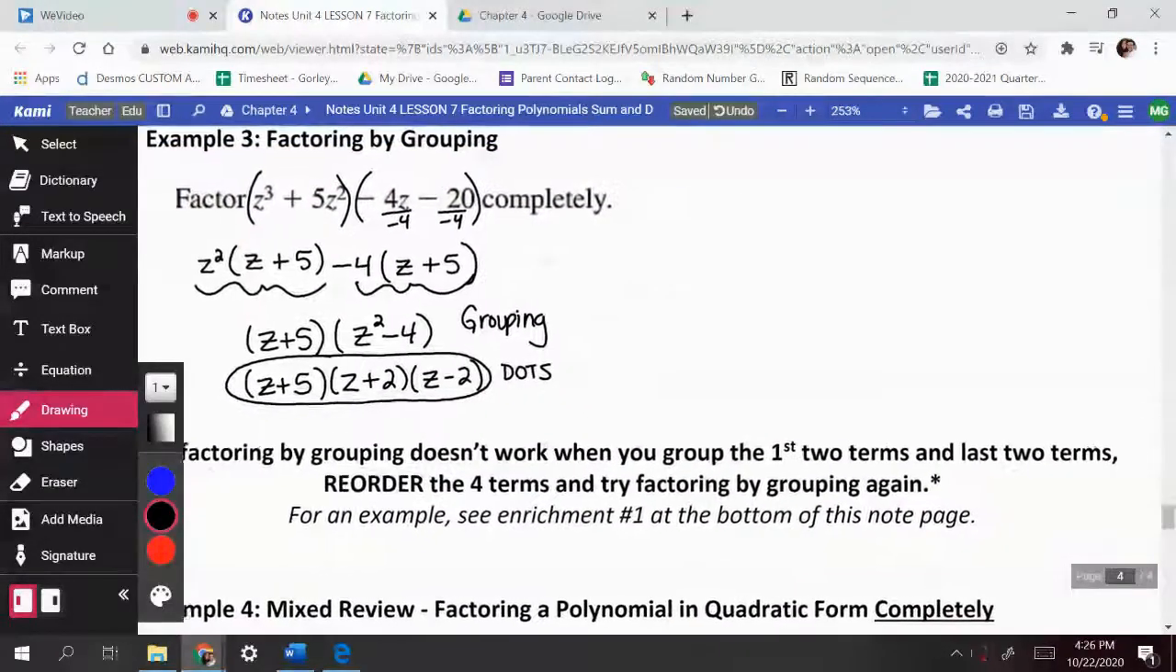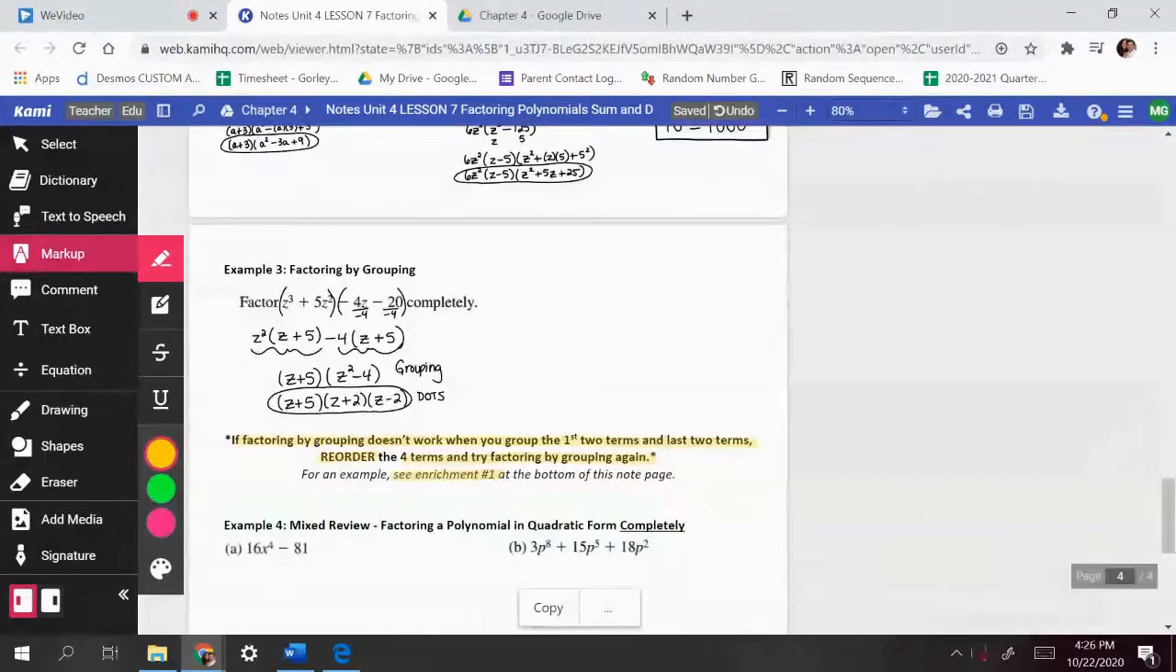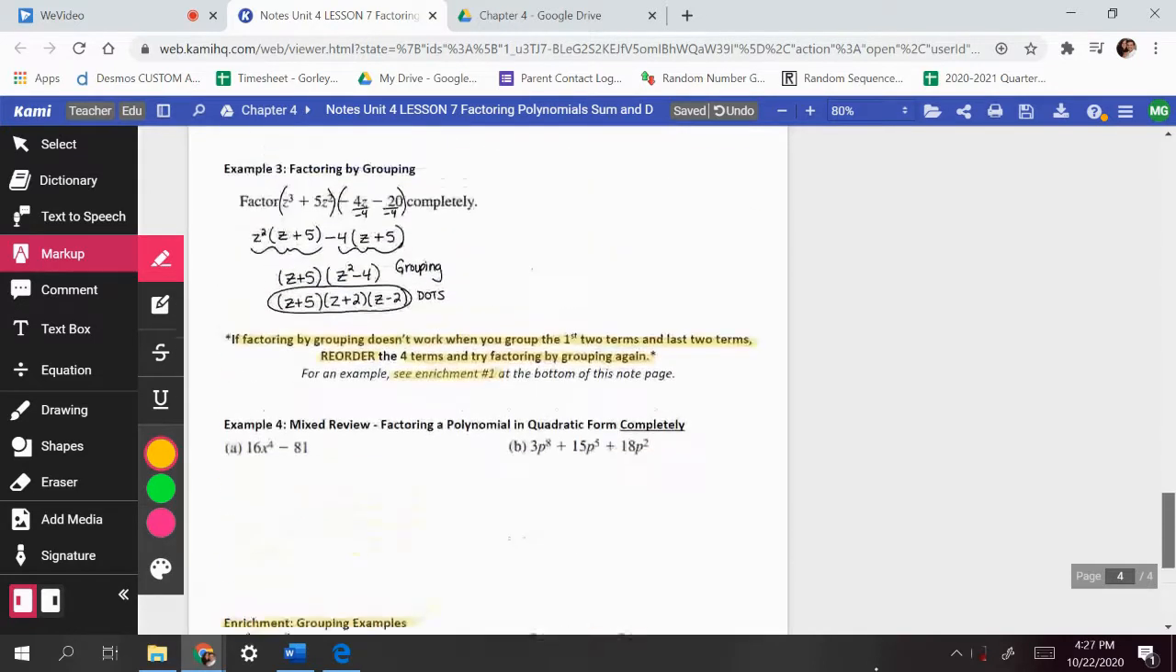Just have a quick note here for you guys. It says, if factoring by grouping doesn't work when you group the first 2 terms and the last 2 terms, reorder the 4 terms and try factoring by grouping again, just to see if you can factor if you put different things in different groups. If you want an example of this, you can see enrichment example number 1 at the bottom of this note page. Okay, the enrichment example is going to involve either the sum or difference of cubes. Okay, so it would be a good idea to watch this enrichment example, because you'll see what I mean. We'll have to reorder some terms in order to get the grouping to work.